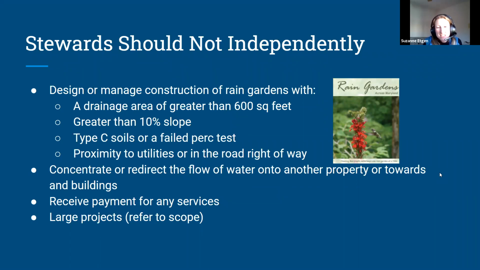That has a type C soil or failed perk test. So a place, we don't want you to be responsible for trying to deal with water in a place where water's not draining, or proximity to utilities or road right of way. We also don't want you to work in areas where you would be concentrating or redirecting the flow onto another property or toward buildings. There are some urban locations or some difficult sites where you sort of have to do that, but you would want to call in a stormwater professional if you had a complicated site.